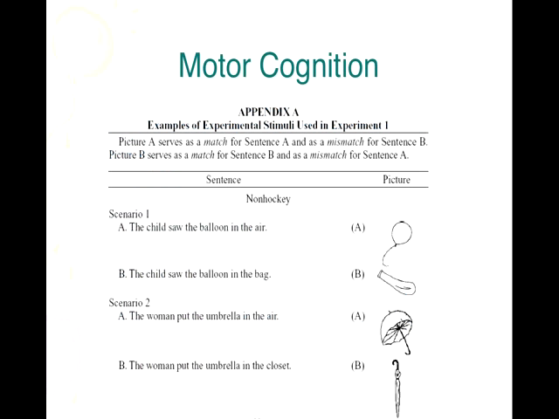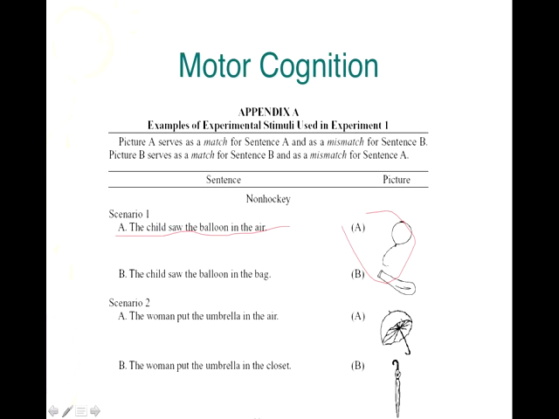These are neutral pictures. So what happens is you'd get the sentence: a child saw the balloon in the air. You would either get picture A, where you would say, yeah, that picture matches the sentence, or picture B, where you say, no, that picture doesn't match because that balloon is deflated. Okay, so this is the match, no match part. It either matches the imagery in the sentence or it doesn't. And then this is neutral, so it doesn't have any hockey relations.